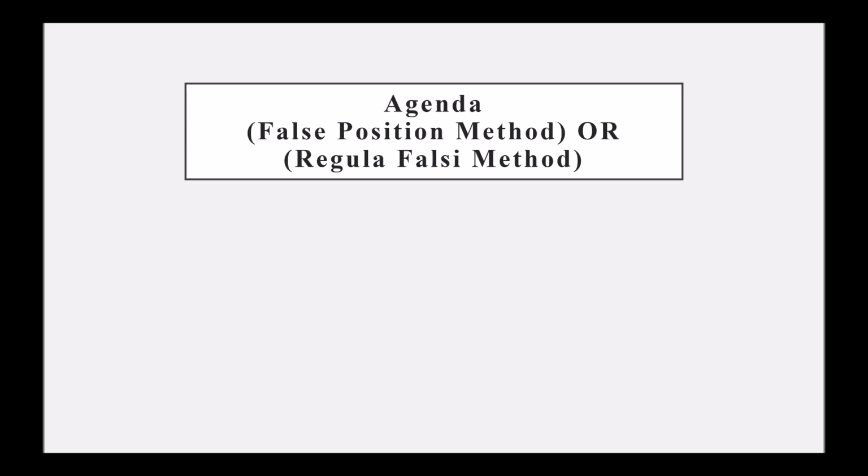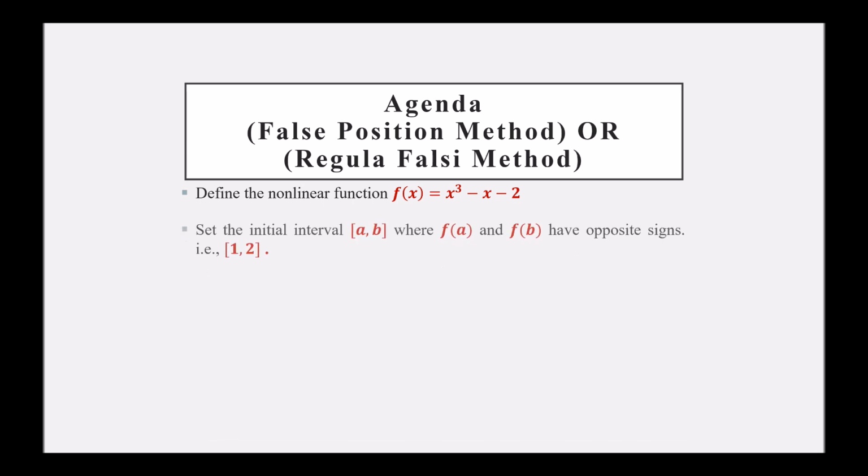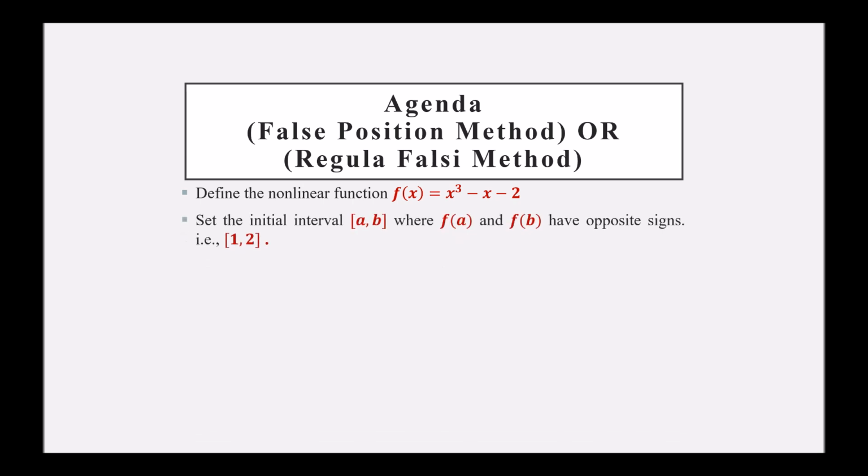So for the development of the code, we need to define the nonlinear function. For that, we are choosing f(x) = x^3 - x - 2. After that, we need to set the initial interval [a, b] to [1, 2], where f(a) and f(b) have opposite signs. With the help of MATLAB code, we will check whether f(a) and f(b) have opposite signs or not.